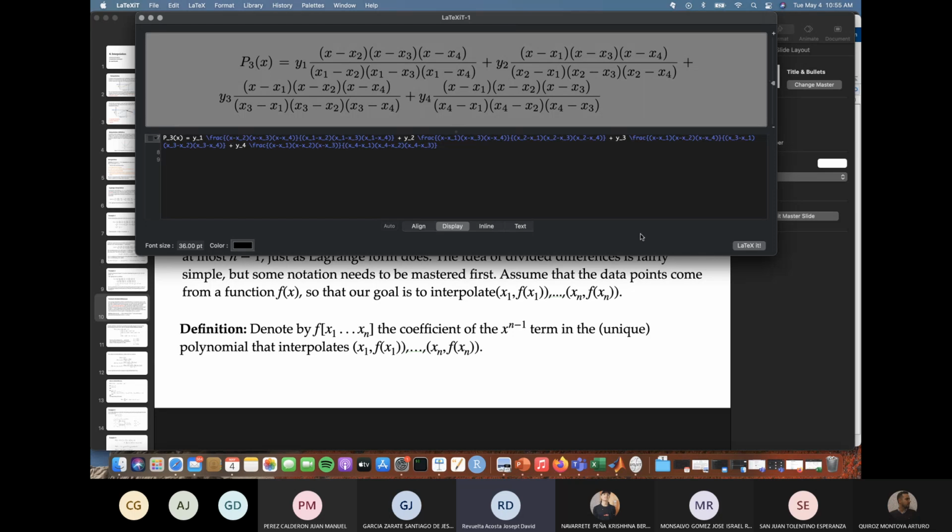Is this correct? Yes, professor, yes. It's a little bit tedious because you need to do a lot of algebra.